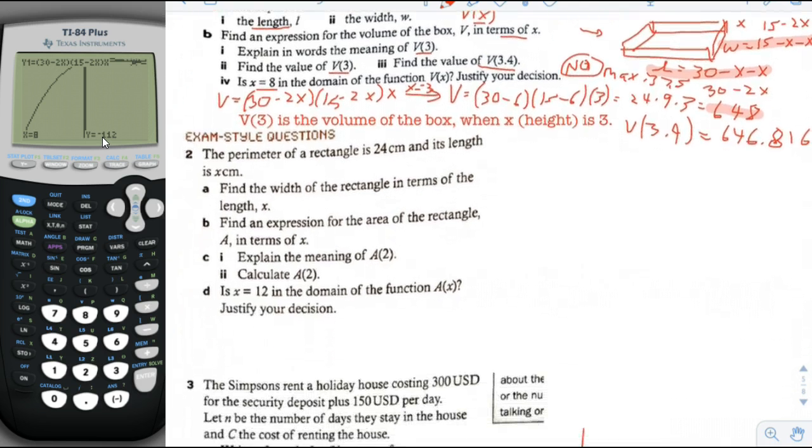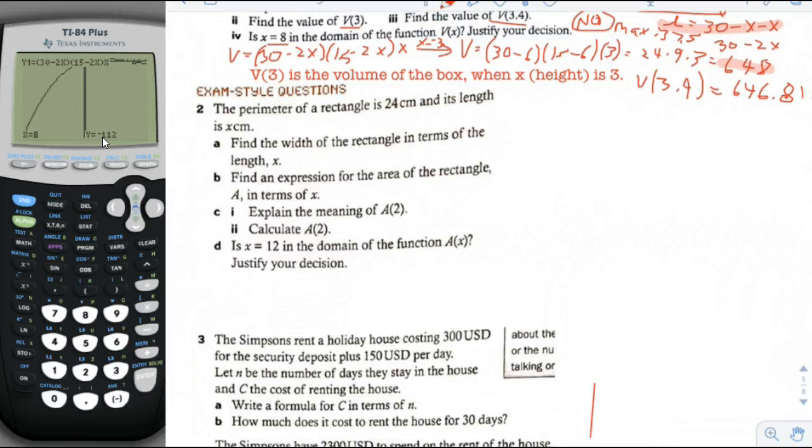The perimeter of a rectangle is 24 centimeters and its length is x. Okay, it's always helpful to draw a picture on these. So we drew a picture. The length is x. We don't know what the width is, so we'll just write w. But one thing we do know is if we add x plus x plus w plus w, which is the perimeter, we'll get 24. We could rewrite that as 2x plus 2w equals 24.